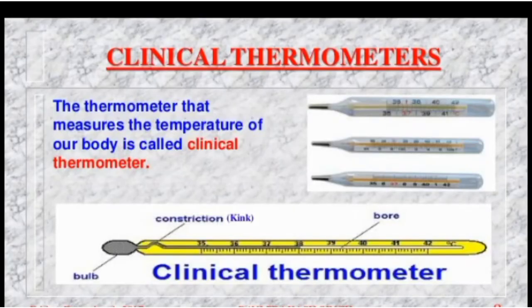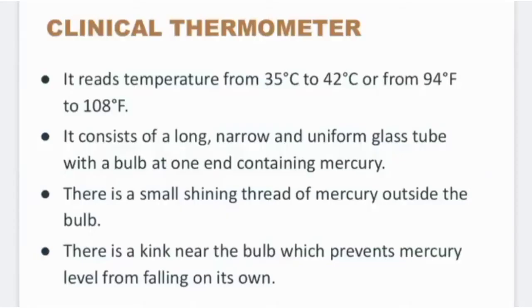Students, let's have a quick revision. Clinical thermometer: the thermometer that measures the temperature of our body is called a clinical thermometer. It reads temperature from 35 degrees Celsius to 42 degrees Celsius. It consists of a long, narrow and uniform glass tube with a bulb at one end containing mercury. There is a small shining thread of mercury outside the bulb. There is a neck near the bulb which prevents the mercury level from falling on its own.